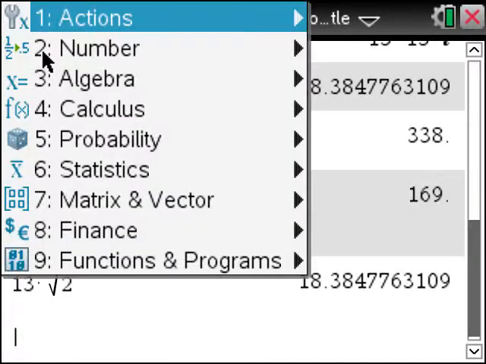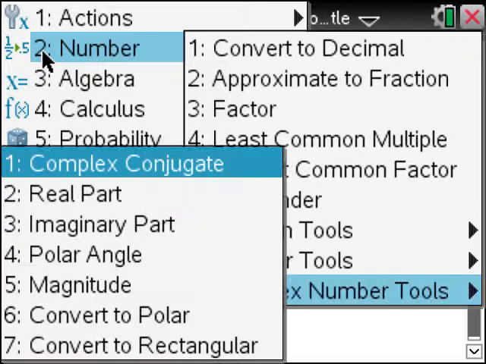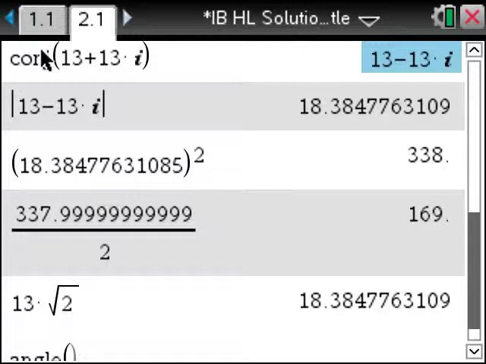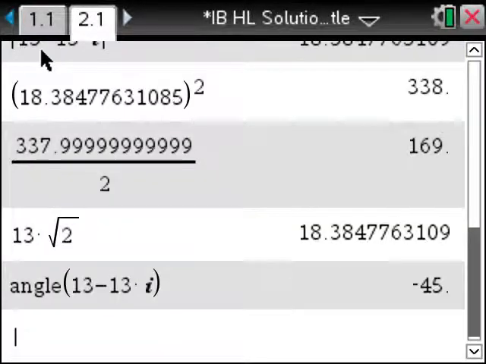For the polar angle, we can do menu, number, complex number tools, and we can actually take the polar angle. We'll go up and paste in that value again, 13 minus 13i, to get negative 45. This is still in degree mode, obviously. And we have to think what the radian equivalent to that would be. You might already know that it's minus pi by 4. So, writing it in polar form, it would be 13 root 2 for the magnitude and the argument of minus pi by 4. We're done.